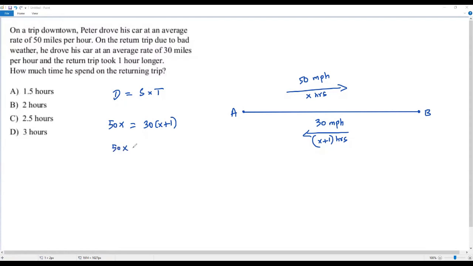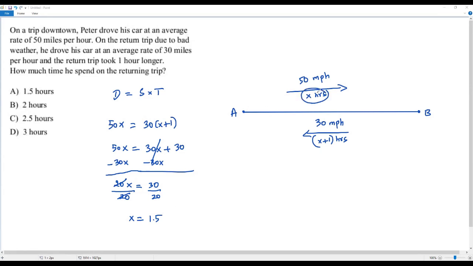That is 50x equals, let's distribute this 30 to x plus 1, then I'm getting 30x plus 30. Let me subtract 30x from both sides. When I do so, the positive and negative values will cancel out. Then I'm getting 20x on the left side. On the right side, we get 30. Let me divide both sides of this equation by 20. Then this 20 will cancel. I'm getting x equals 30 divided by 20, which is 1.5. That is, when he drove from A to B, it took 1.5 hours.